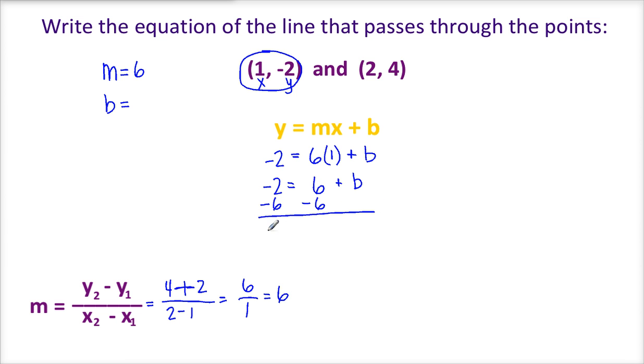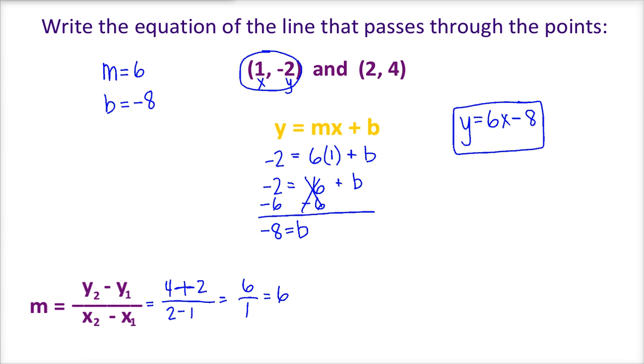-2 minus 6 is -8. These will cancel each other out. So -8 equals b. And look at that. We figured out that the y-intercept, or the place where this line crosses the y-axis, is at -8. So my equation for this line, y equals mx plus b, will be y equals 6x minus 8. This is the equation of the line that goes through these 2 points.